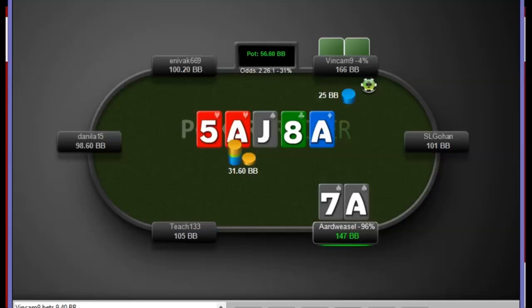Some of you would not fold here because you might feel that once you hit trip aces, your hand has improved so much that you can't fold, but keep in mind the most important thing here is relative hand strength, not absolute hand strength.